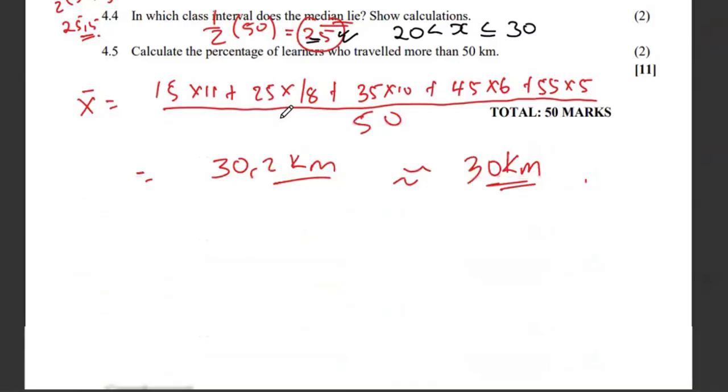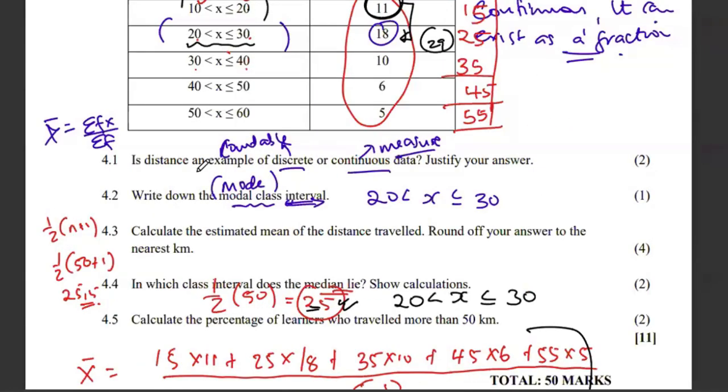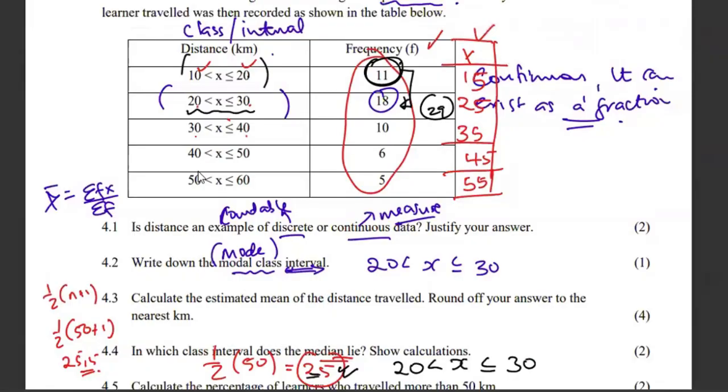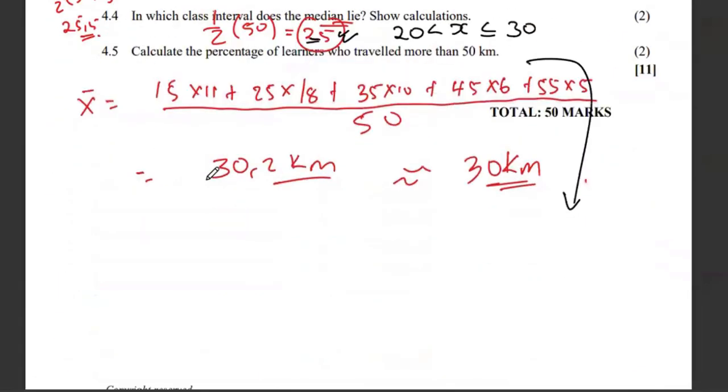And then 4.5, calculate the percentage of learners that traveled more than 50 kilometers. So this second last interval stops at 50. The question wants more than 50. So our interest is this 5 here, because that's where learners traveled more than 50 kilometers. So just take the 5 learners over 50 learners in total times 100. And this gives us 10%.